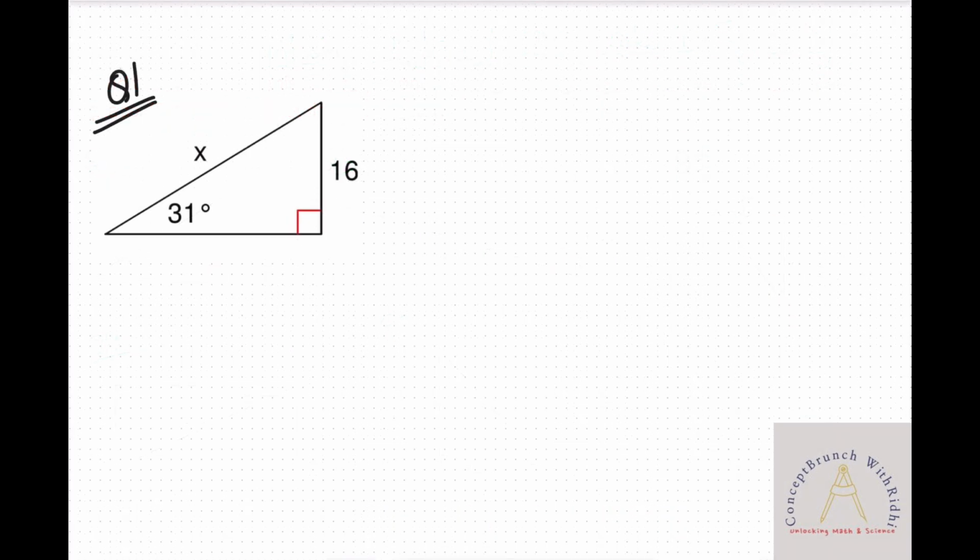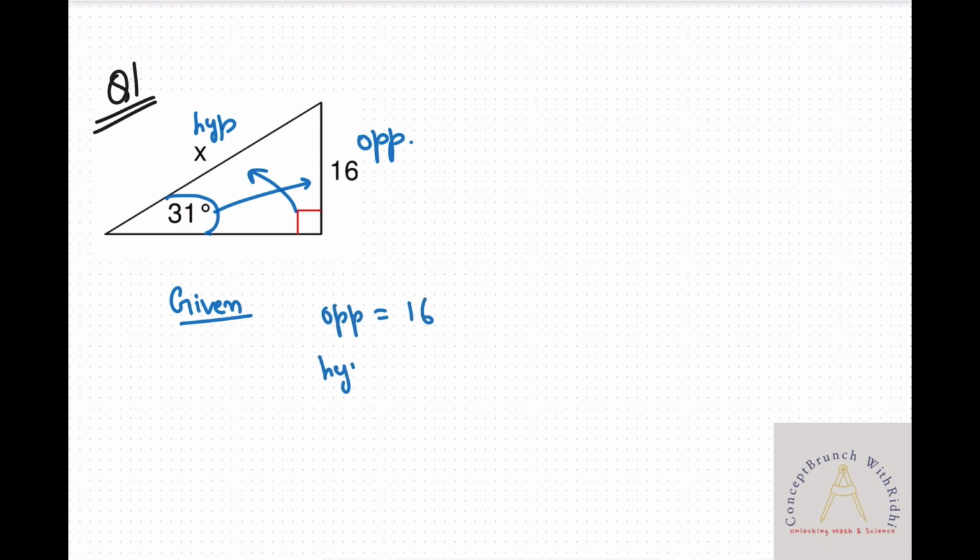So this is our first question. You can see it's a right angle triangle. Opposite the right angle, we can say this is your hypotenuse. And this is the angle we have been provided, and opposite the angle, we can say this is the opposite side. Now, let's look at what is given in the question. The opposite side is given, that is 16. The hypotenuse they are asking for. An angle is given.